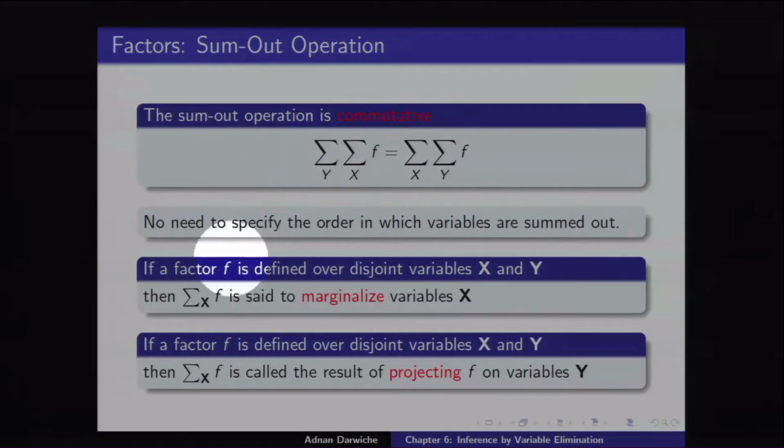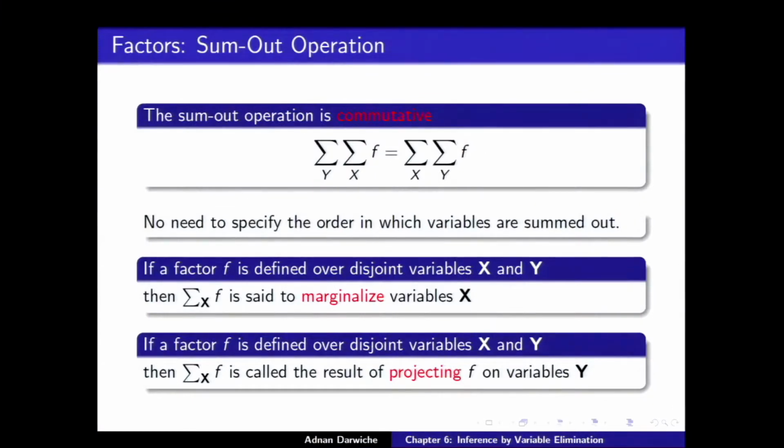Okay? As far as terminology, when we sum out the variable x out of the factor, we would say that we marginalized x or projected on the complement. So in this case, we're assuming that the factor is defined over x, y. So we summed out x, that means we marginalized x, or we projected over y, right? Because the resulting factor will be over y. So projecting over y or marginalizing x.